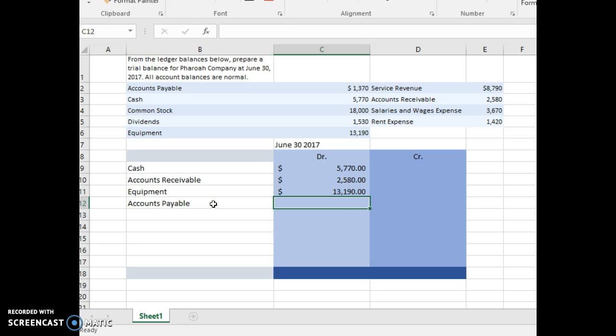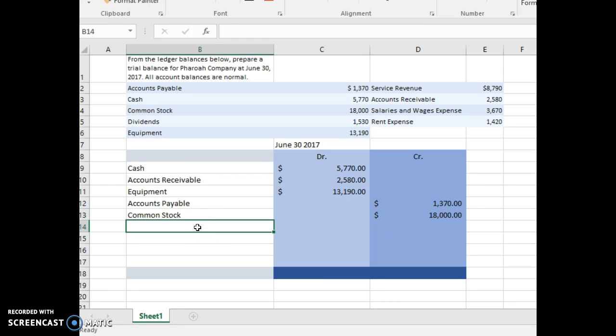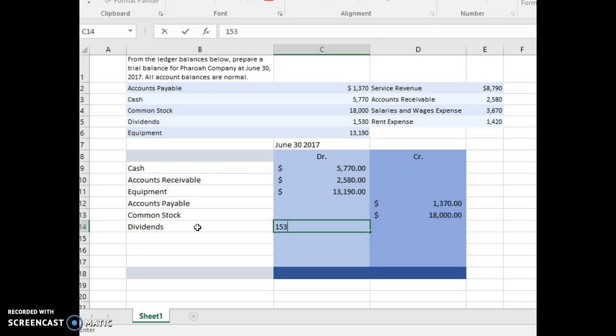Now, accounts payable is a liability, and a liability has a normal balance of a credit. So we're going to credit accounts payable $1,370. Next, I'm going to do common stock, which has a normal balance of a credit. So we will credit that $18,000. Next, I want to do dividends. Dividends has a normal balance of a debit, so we will debit there $1,530.